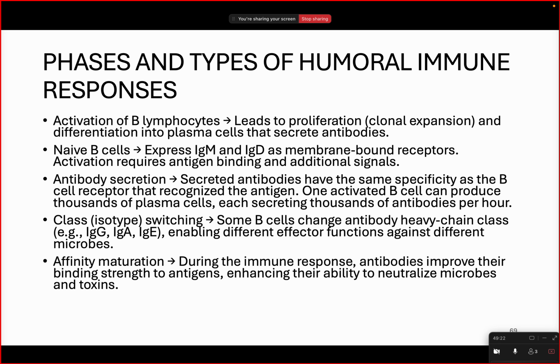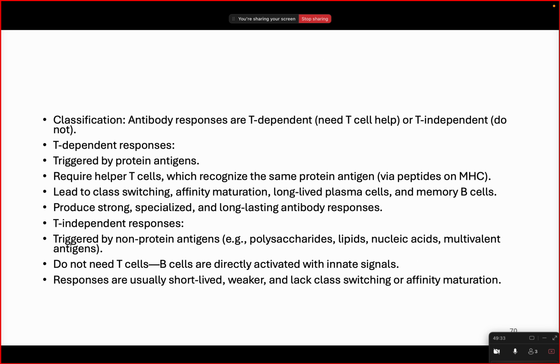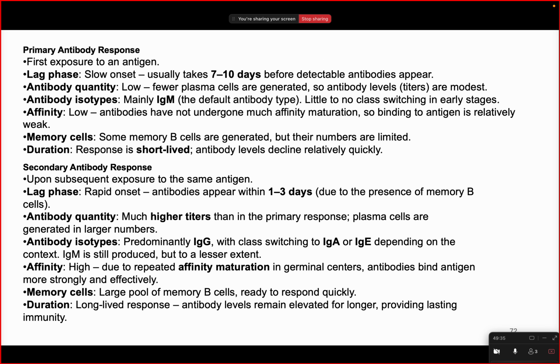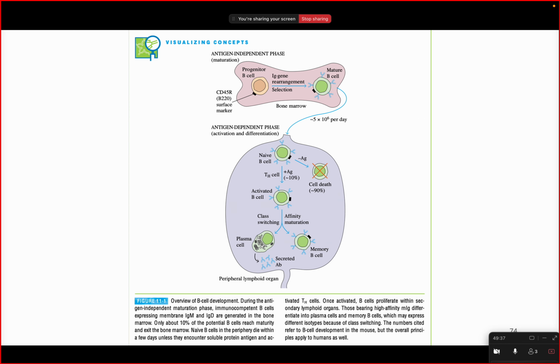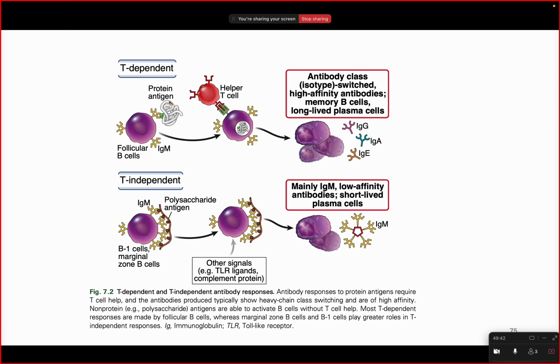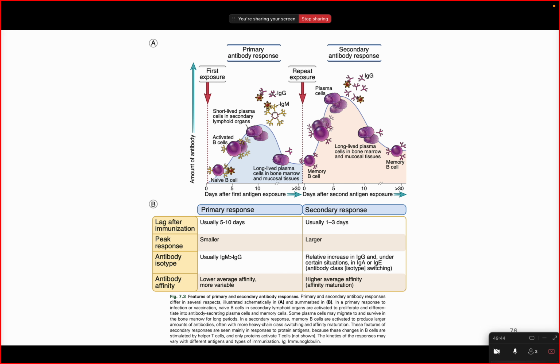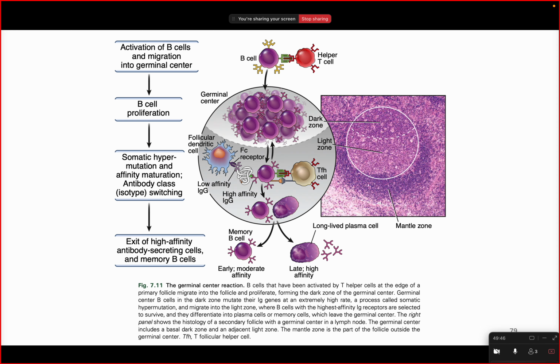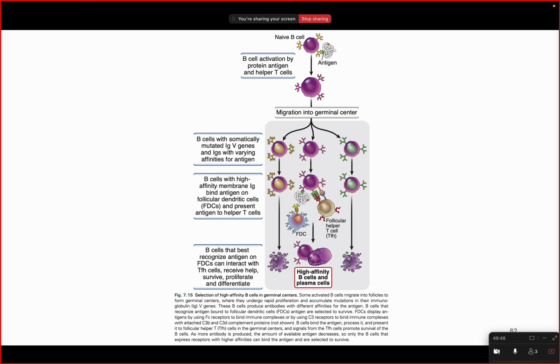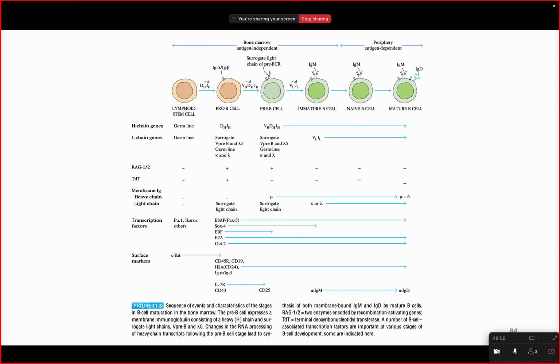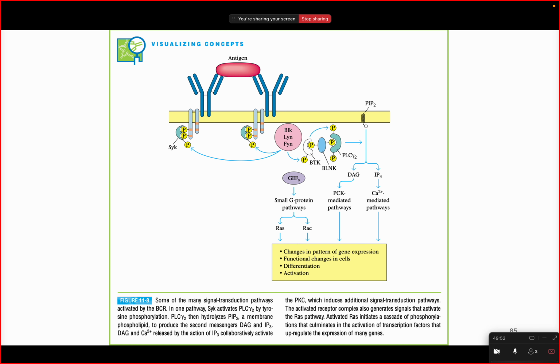Then we talked about the phases of humoral immune response. You know what we are talking about here? We are talking about the immunoglobulins, because humoral immunity involves antibodies as well as the complement system. This is what we saw. Then again, these are similar things which will be repeated a little bit and presented in a different way.